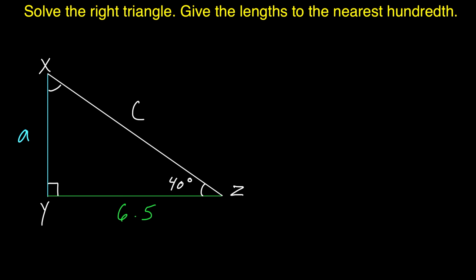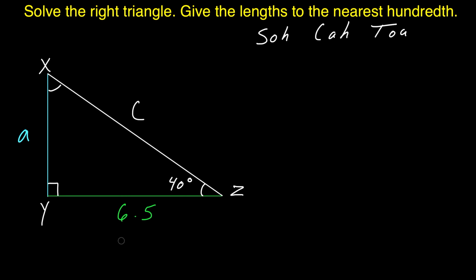We're going to solve this right triangle using trigonometric ratios. So let me write that. SOH CAH TOA, just for reference. And remember, SOH is the sine, which is opposite over hypotenuse, cosine, which is adjacent over hypotenuse, and tangent, which is opposite over adjacent. So what information are we given?